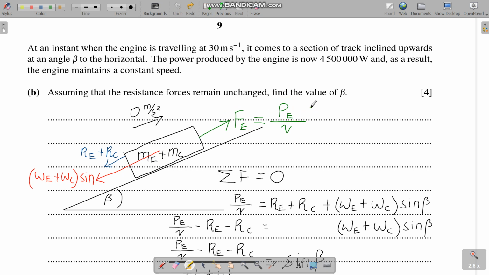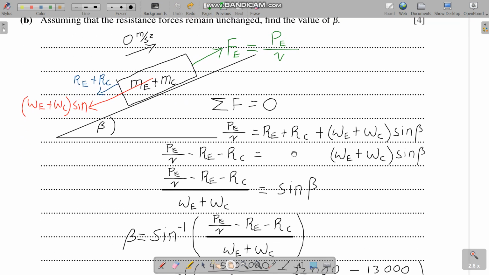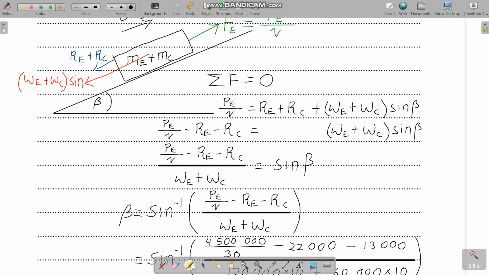So we have the formula power equals force times velocity. And we have the total mass combined here. We have all the resistance forces, still the same resistance forces, and we have the W sine component. Again, we don't care about the cos component perpendicular to the slope. Since we have 0 acceleration, constant speed, we use sigma F equals 0.